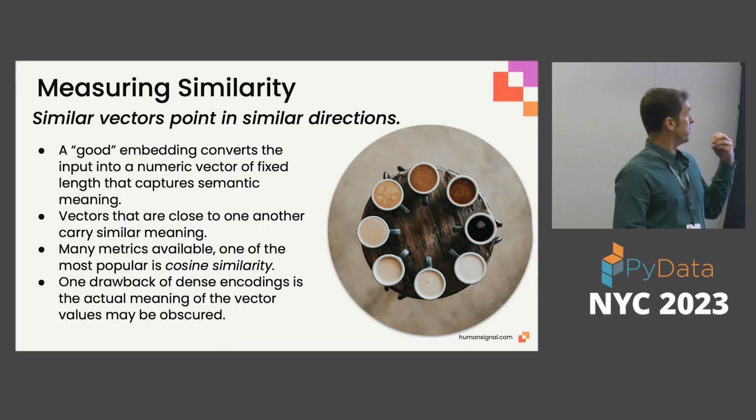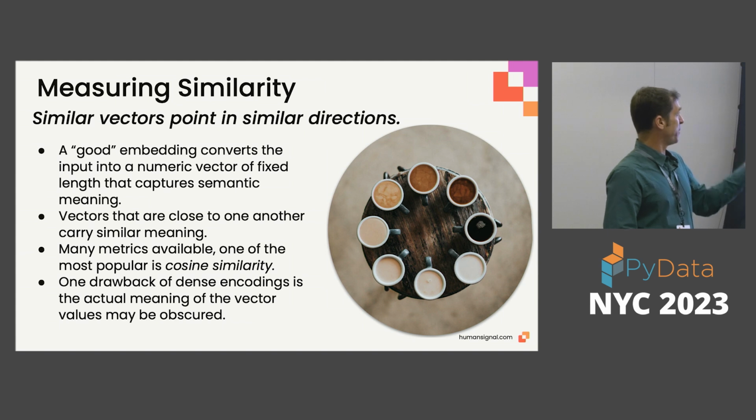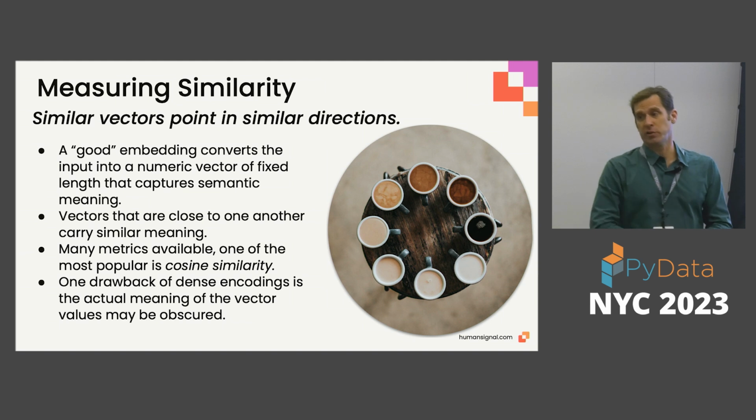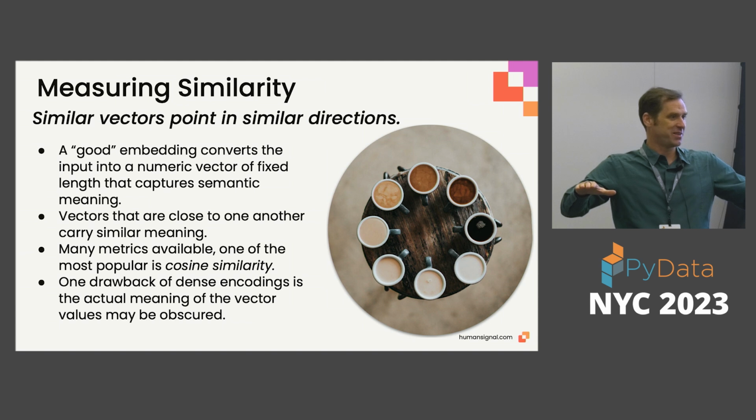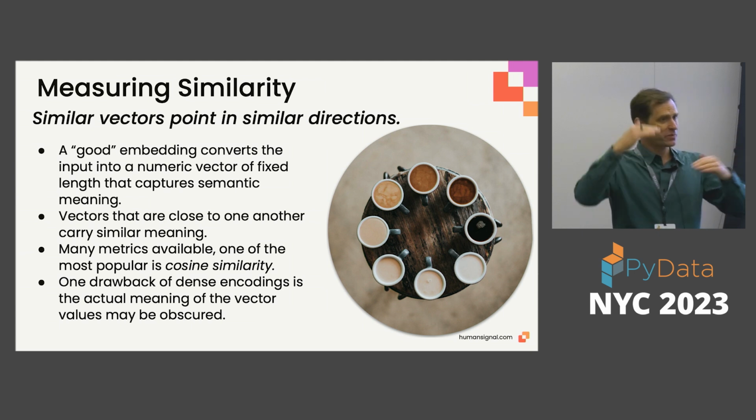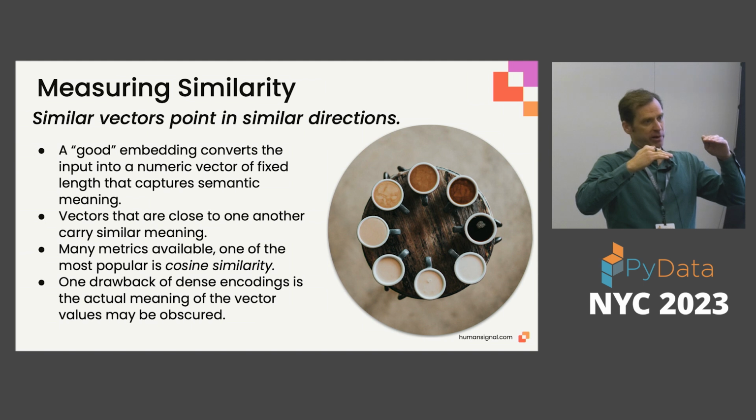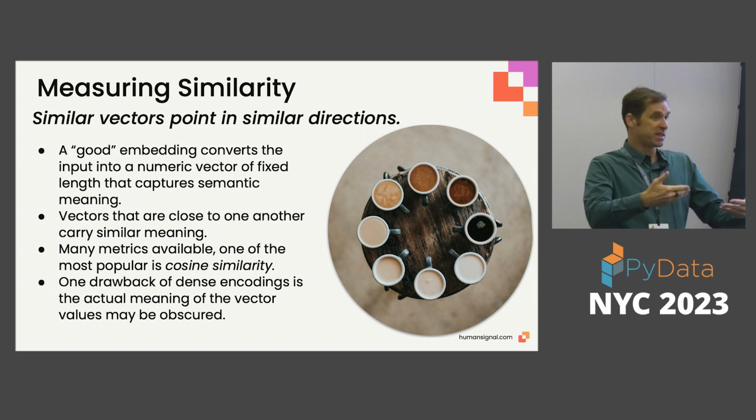A good embedding converts the input into a numeric vector of fixed length that captures semantic meaning, and vectors that are close to one another carry similar meaning. There are many metrics available. One way to do this is to train a machine learning model against a large data set of words. You don't care about what the outputs are. You use the weights generated in the inner layer as your embedding. That's how you capture the semantic similarity, and so when we talk about embeddings, this is what we're talking about.